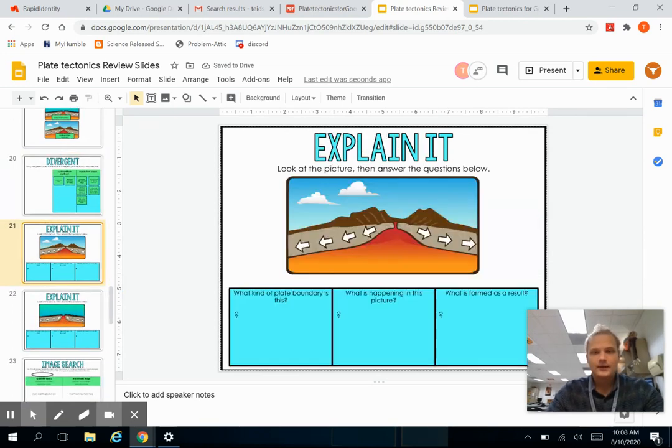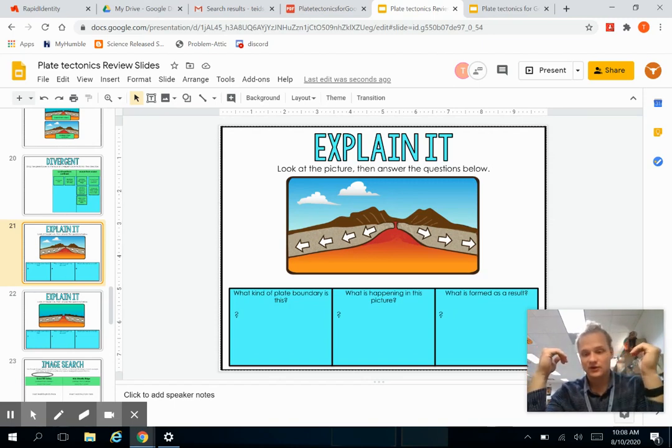You're doing great. Only about 10 more slides to go. Look at this picture and answer the questions. What kind of plate boundary is this? Well, it is divergent. It's continent divergent. What is happening in this picture? Well, two land masses are separating, which means that water is probably going to fill in between them.